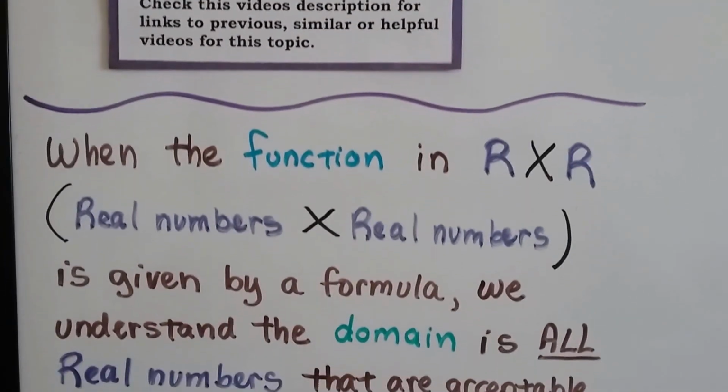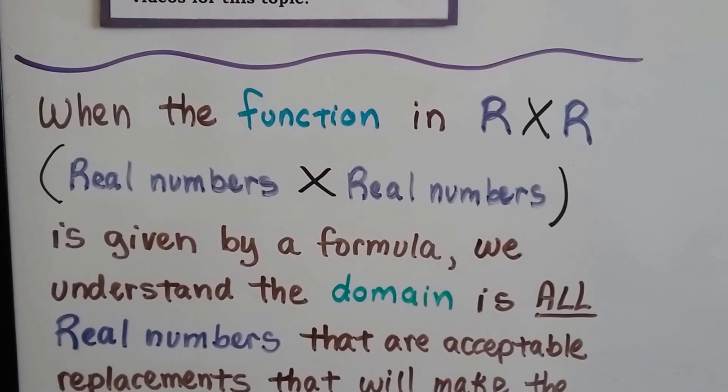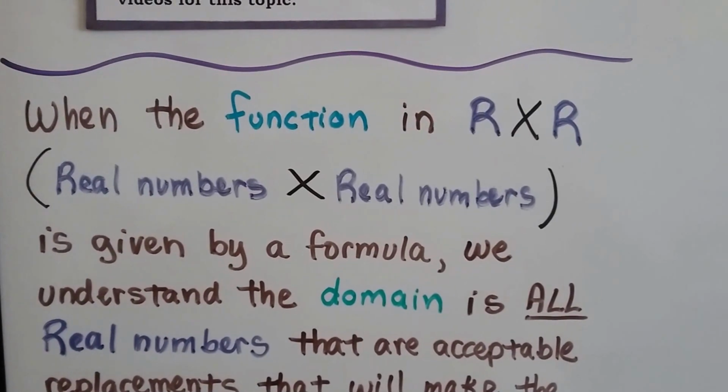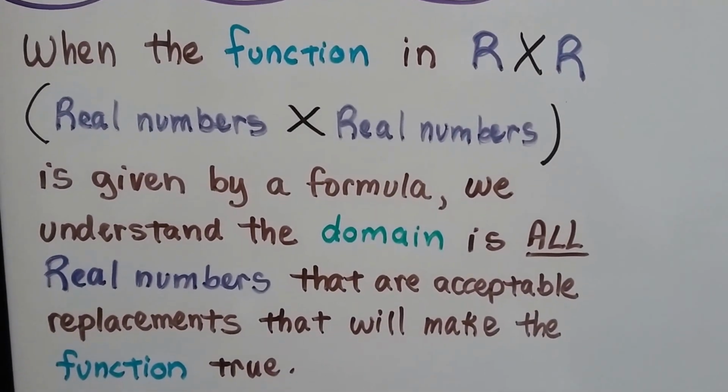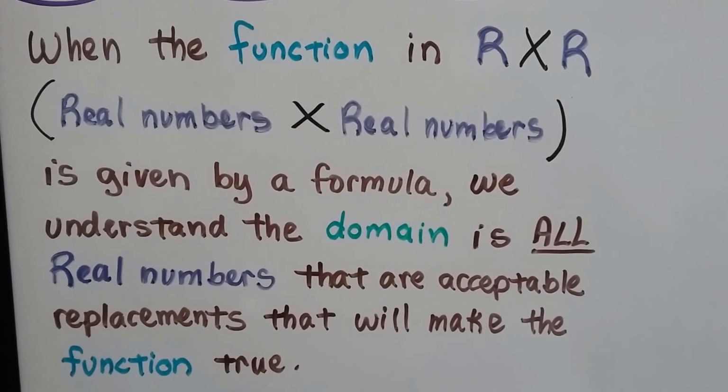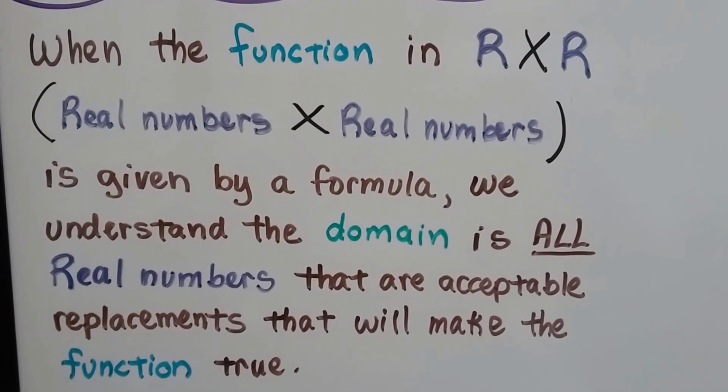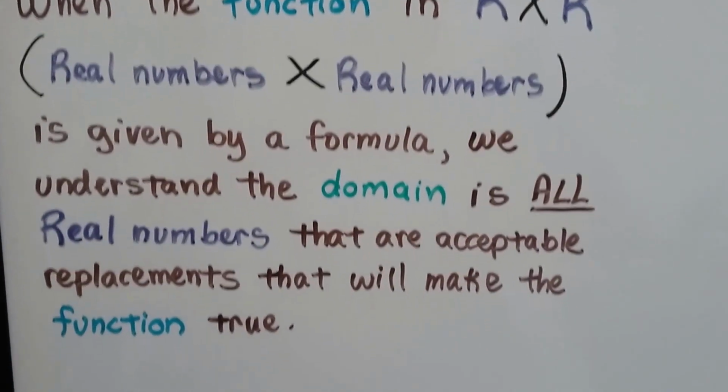So here we go. When the function in R cross R, that's real numbers cross real numbers, is given by a formula, we understand the domain is all real numbers that are acceptable replacements that'll make the function true. So that means we can make ordered pairs out of every real number crossed with every real number. That's quite a list, isn't it?